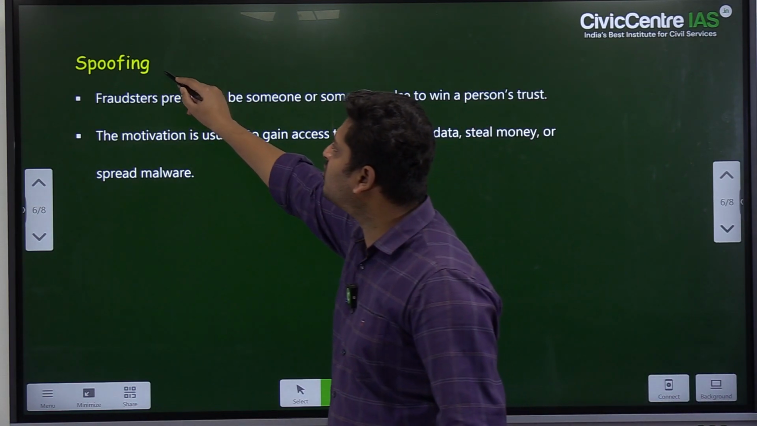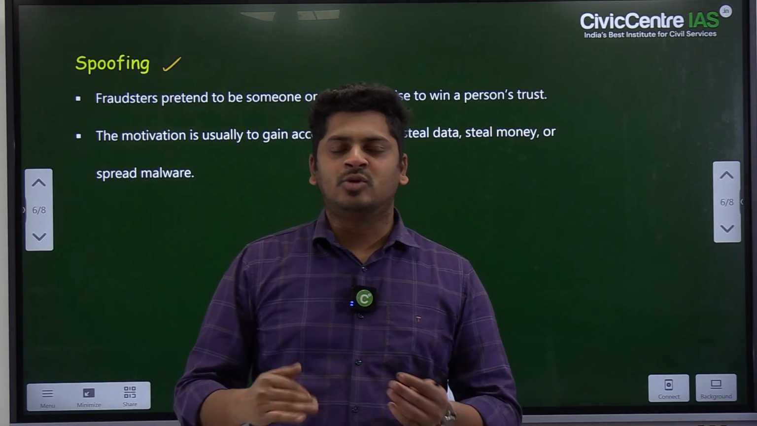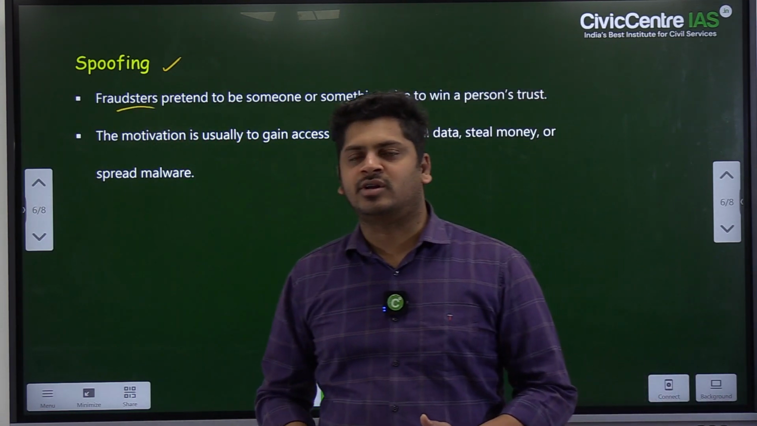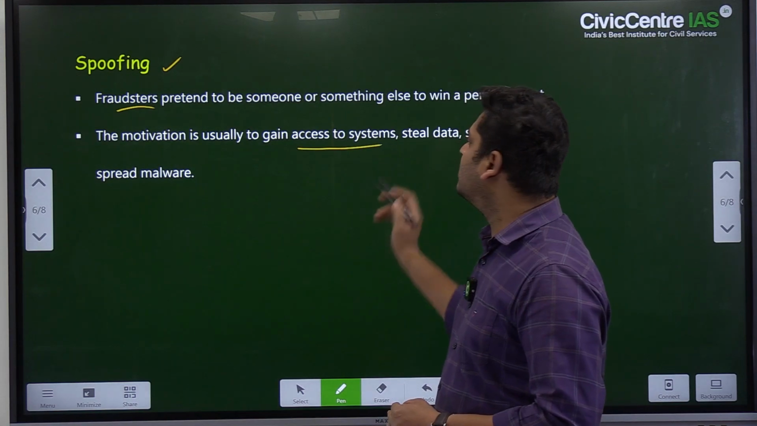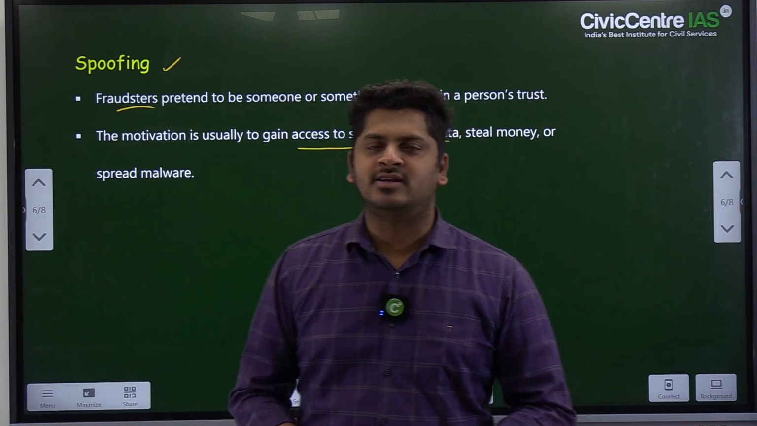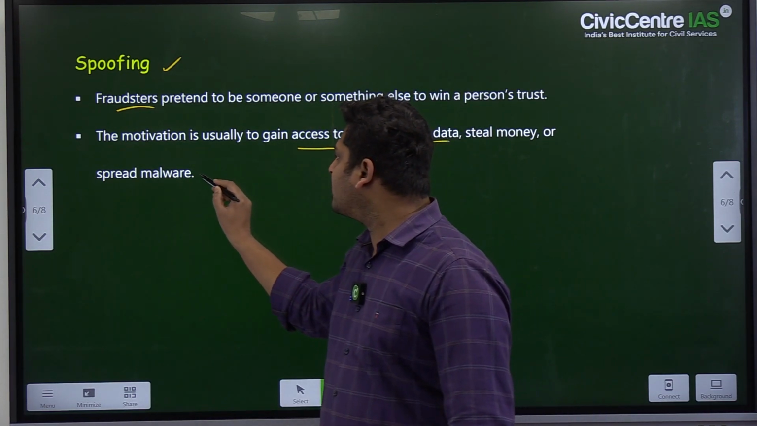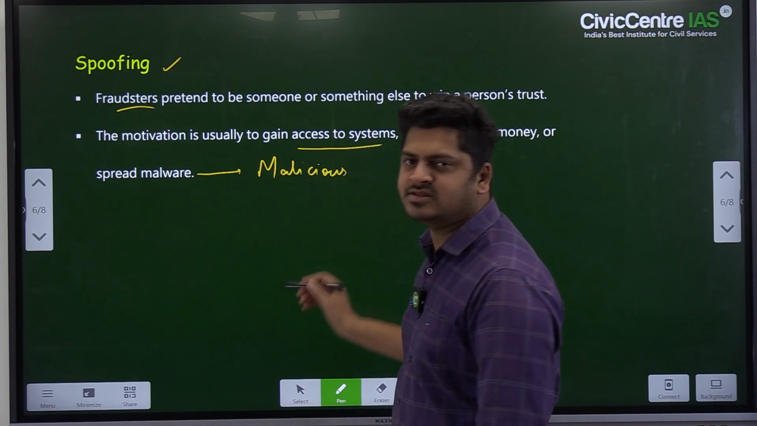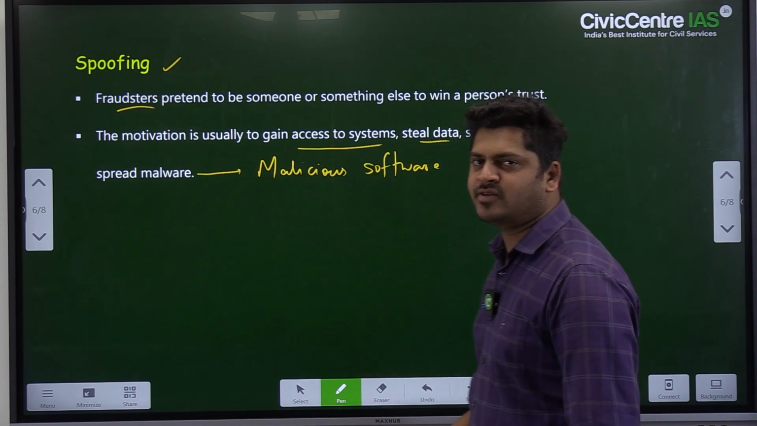Then we have something called spoofing. What is spoofing? Spoofing is nothing but trying to be someone else, trying to act as someone else for personal gain, right? So the fraudsters in spoofing pretend to be someone or something which they are actually not. This is mainly to gain the trust of that person. The motivation is usually to gain access to systems, steal their data, steal money, or spread some malware which is very harmful to them. Know that malware is nothing but malicious software. Malicious is nothing but harmful. So malware is nothing but malicious software, right?